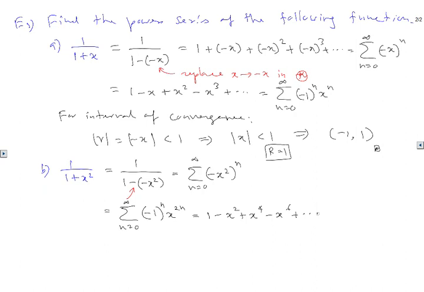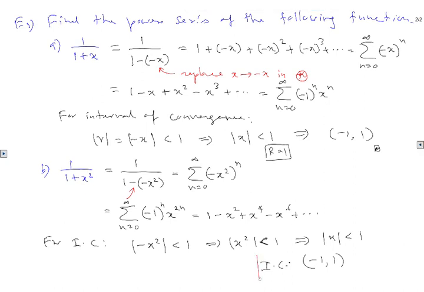Okay, what is the interval of convergence? For the interval of convergence, what we need is negative x squared, absolute value, because that's r, has to be less than 1. So this says that x squared is less than 1. And if you take the square root, when x squared is less than 1, that means absolute value of x is less than 1. So you can see that it's the same thing again. It's the same interval. So that's the interval of convergence.